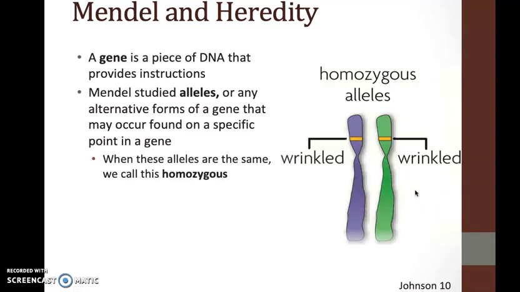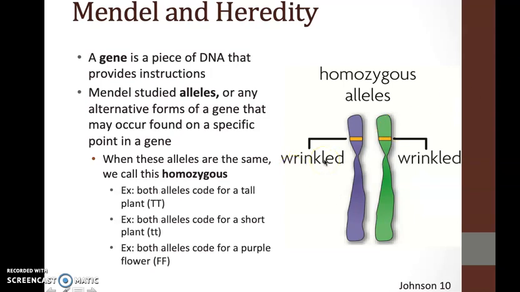Alleles can also be homozygous. Homo means same, right? Homologous means same. Homozygous means same. So these alleles are the same, or they can be heterozygous. So here are some alleles that are the same. We're going to talk about these letters here in a second.